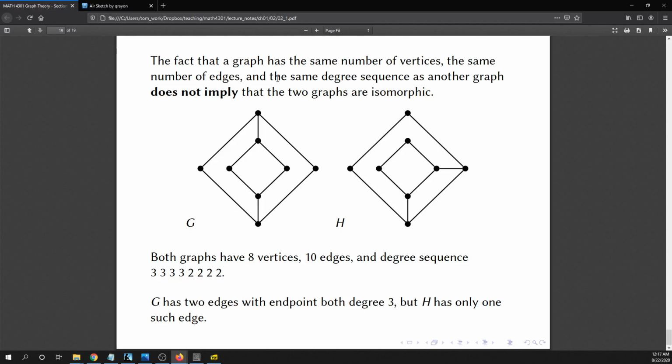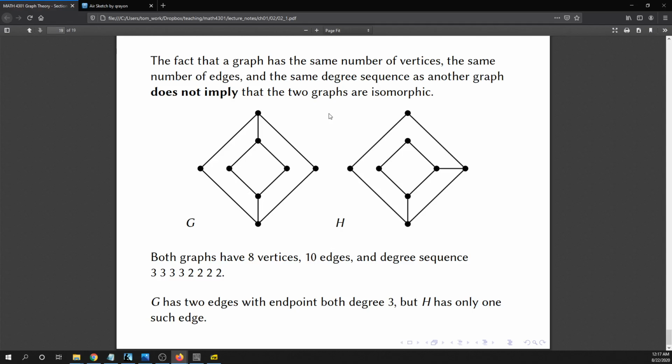So the fact that a graph has the same number of vertices, the same number of edges, and the same degree sequence as another graph does not imply that the two graphs are isomorphic. So that's what I'm talking about. Don't fall into that trap. It's easy to do that, but you have to make sure that you don't do that. And so here I have an example of two graphs that have exactly the same number of vertices, exactly the same number of edges, and exactly the same degree sequence, but these two graphs are not isomorphic.